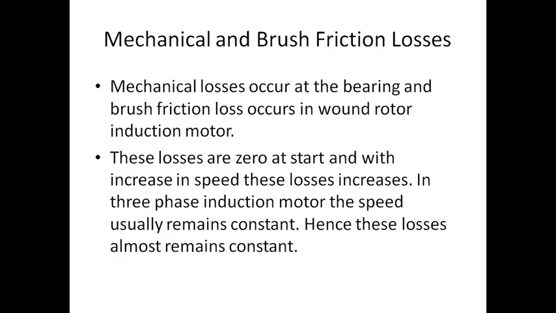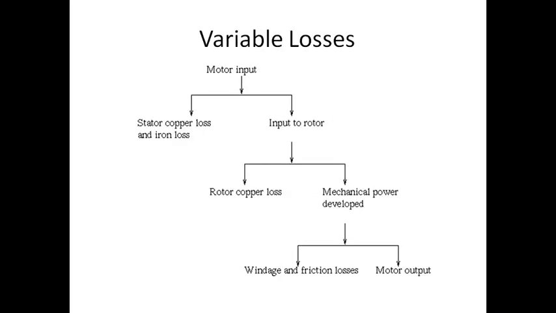Again, mechanical and brush losses. Mechanical losses occur due to the bearings. We have a mechanical output, and that also has some losses because you use bearings, and brush friction losses also occur in the motor. These losses are zero at start and increase with speed. In a three-phase induction motor the speed is always constant. They are telling us that initially my losses will be zero, and once the speed increases, my losses also increase.